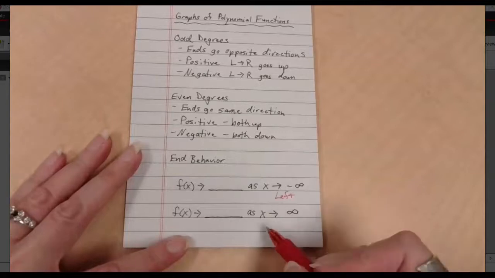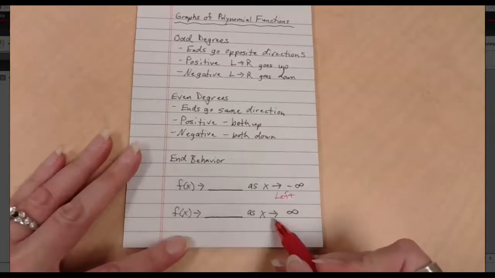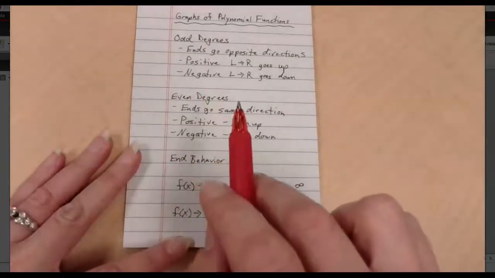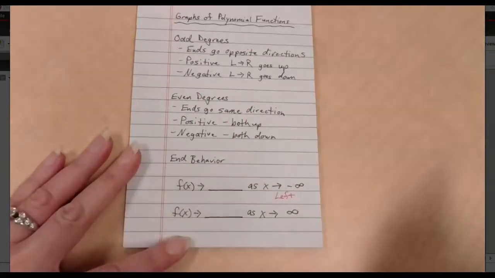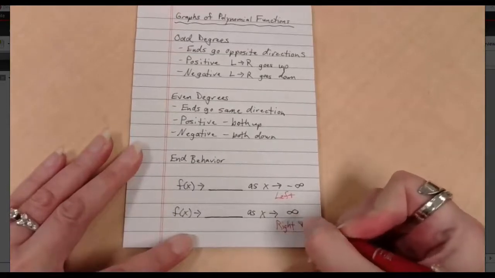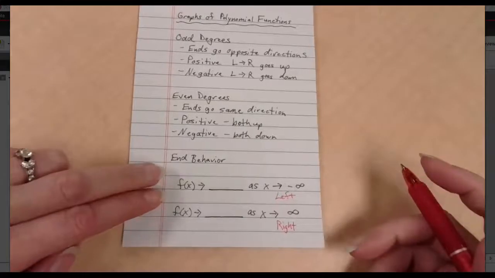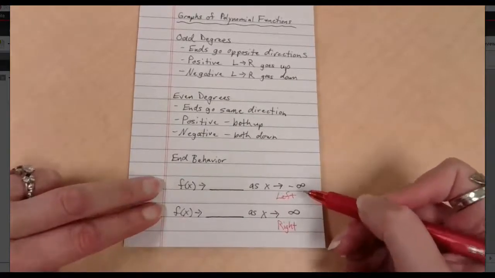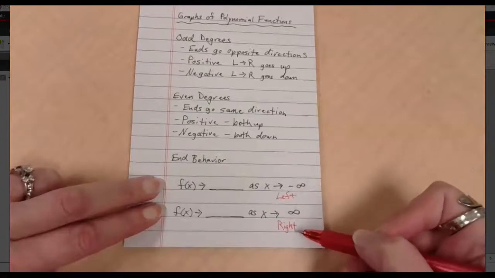This one says, all right, as the x's go to positive infinity. Again, x-axis, which direction is positive infinity? Heading off to the right. So this statement describes the right side of the graph. You will always have two statements because your graphs have a left side and a right side. And this is saying what's happening on the left side, and this is saying what's happening on the right side.